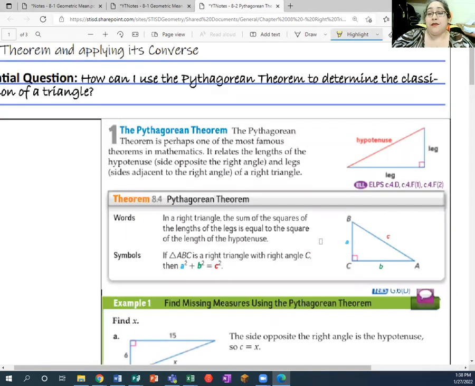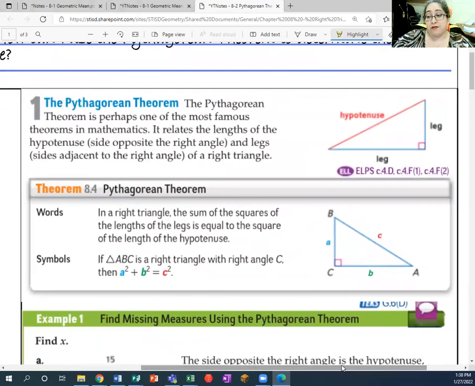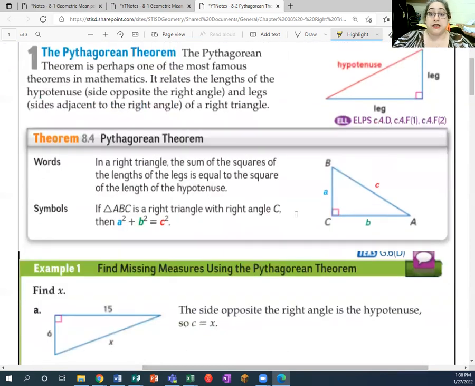Now, the Pythagorean theorem is almost without argument one of the most famous theorems that we have in mathematics. And what it does is it relates the length of the legs of the right triangle to the hypotenuse of the right triangle. Remember, the hypotenuse is always going to be the side that's directly across from the right angle. Now, it says this: if a triangle is a right triangle, with the right angle being at C, then a squared plus b squared equals c squared.